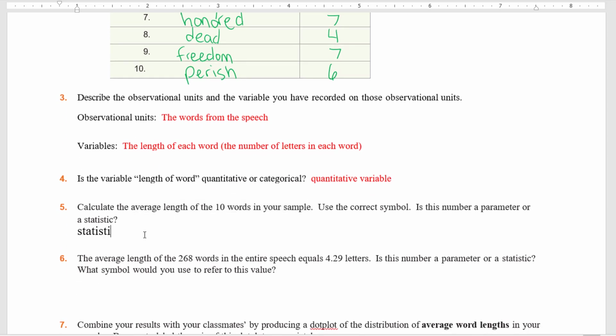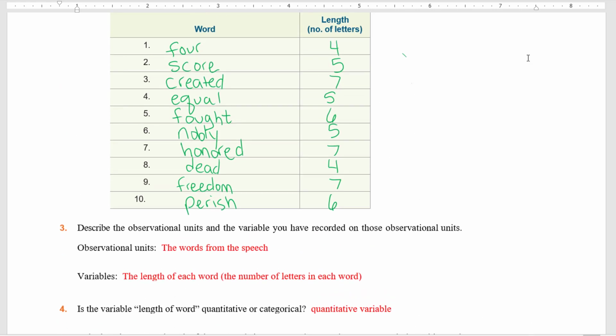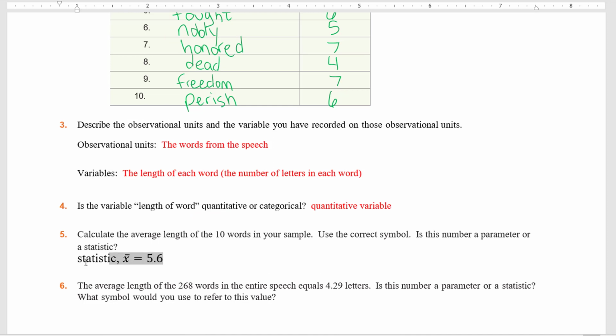So it's a statistic, and it is an average of my 10 numbers. So it is an x-bar. We're finding a sample mean. In order to find the sample mean for my sample, I add up all 10 numbers and then divide by 10. So go ahead and do that for yours, and I will do that for mine. So my sample mean is 5.6. That means, on average, the words that I picked were 5.6 letters long.